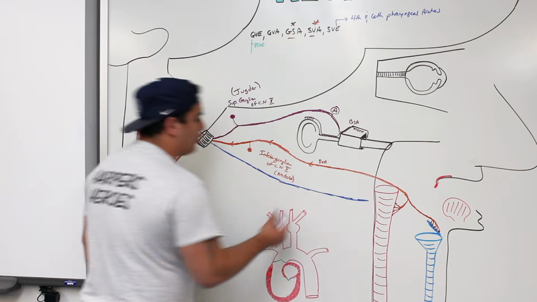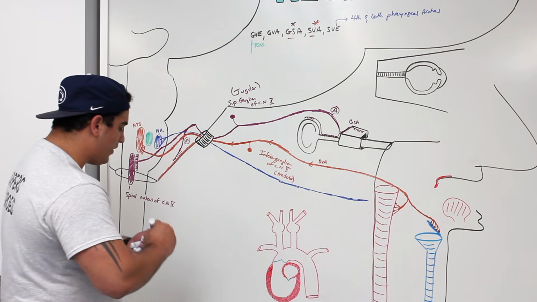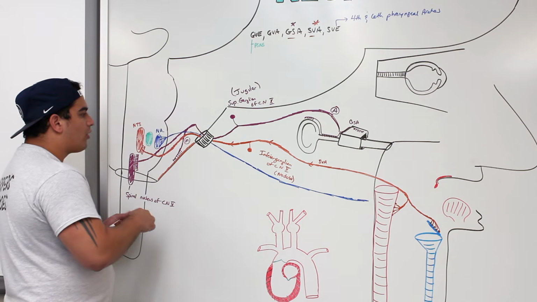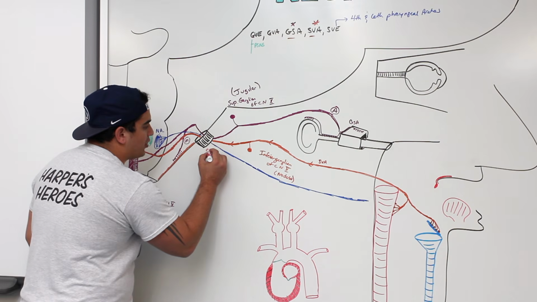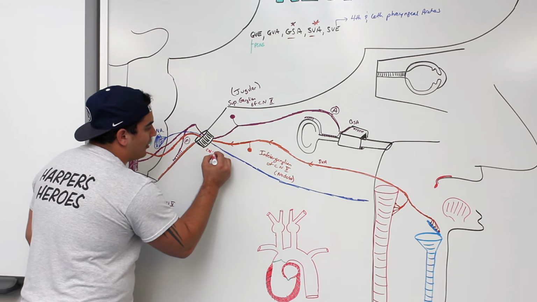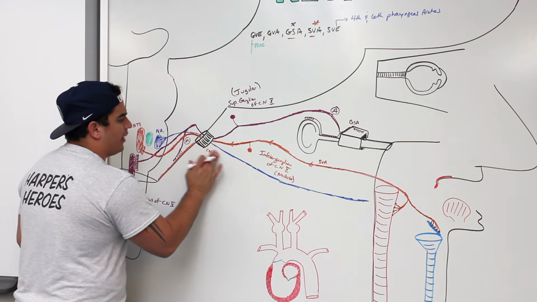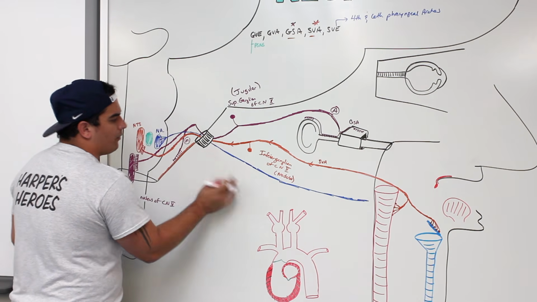You know who else is actually running with the vagus nerve? We have another nerve running with him. We're not going to talk about him all that much here, but it's actually cranial nerve 11. Let's actually not draw it there. Let's do it over here so that we have more room for other things.